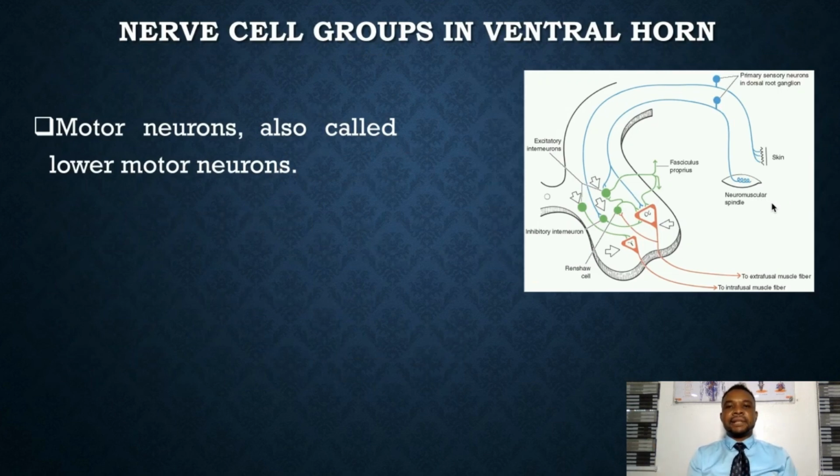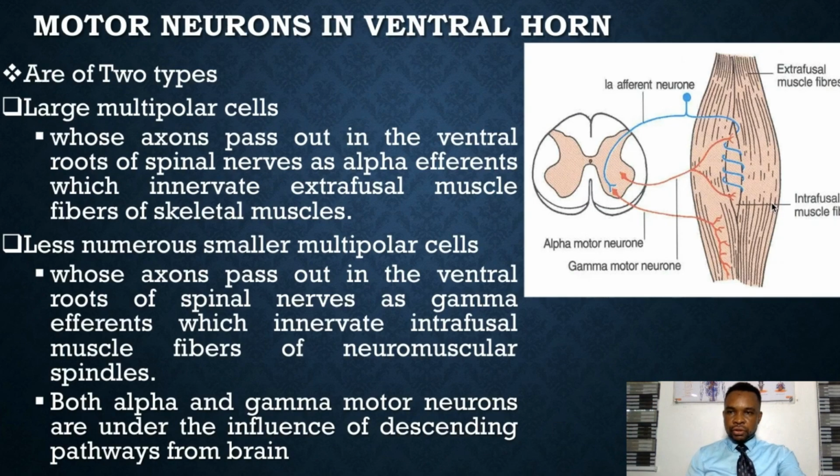Now, nerve cells or groups in the ventral horn. There are a group of neurons or cells that are found within the ventral horn. We have the motor neuron. It's important to note that the motor neurons within the spinal cord are called lower motor neurons. The ones within the brain are called the upper motor neurons.